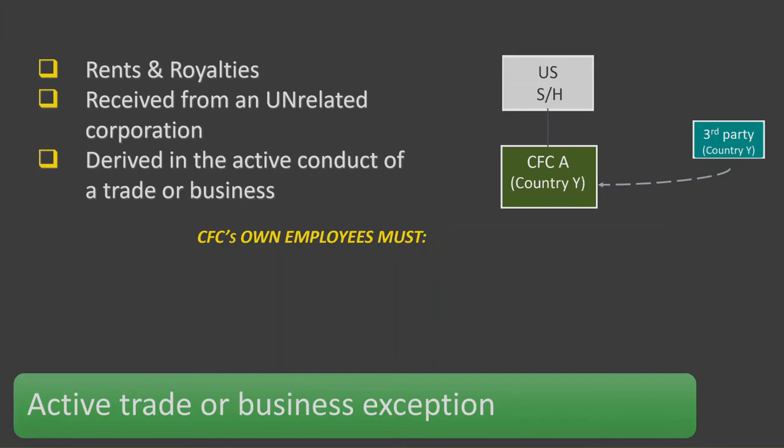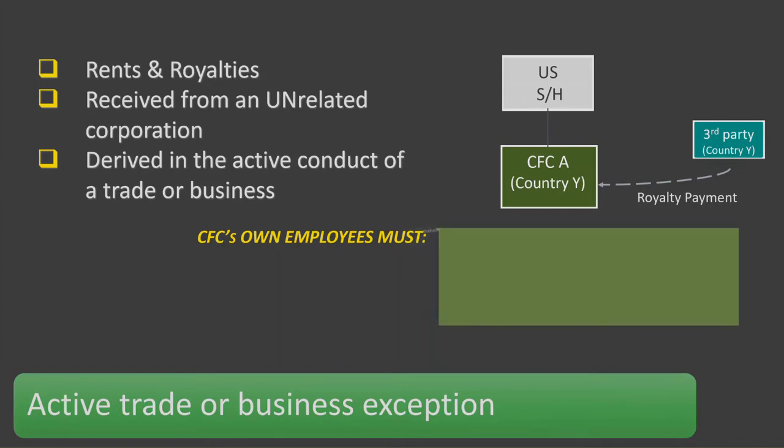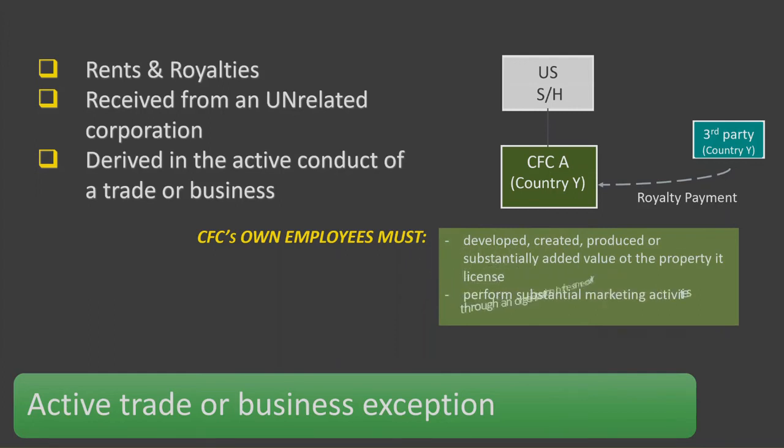Let's instead now assume that same payment is a royalty payment and not a rental payment. Royalties are considered derived in the active conduct of a trade or business if the CFC licenses property that it developed, created, or produced. Similar to leasing income, royalty income that is a result of marketing functions, where the marketing organization that performs such functions is organized in the same country and the activities are performed by the staff of the CFC, is also accepted. So you're making sure that the CFC is involved in the actual business that resulted in the receipt of the rental payments or the royalty payments in this case.